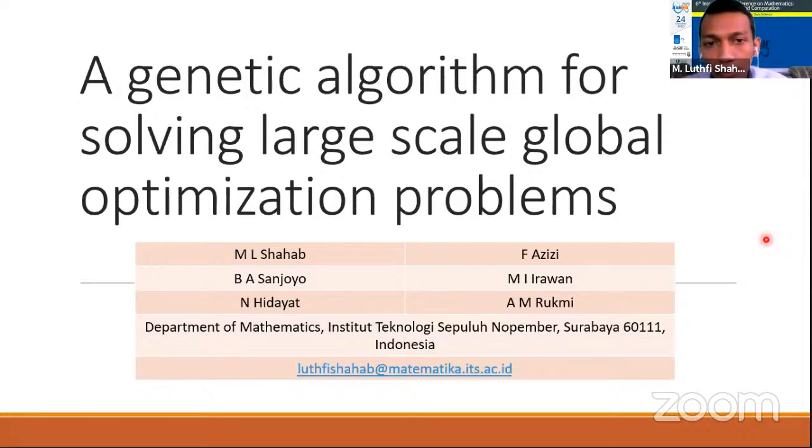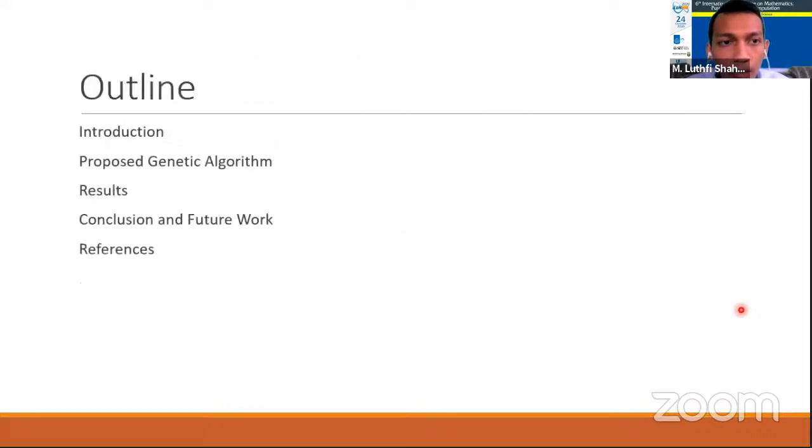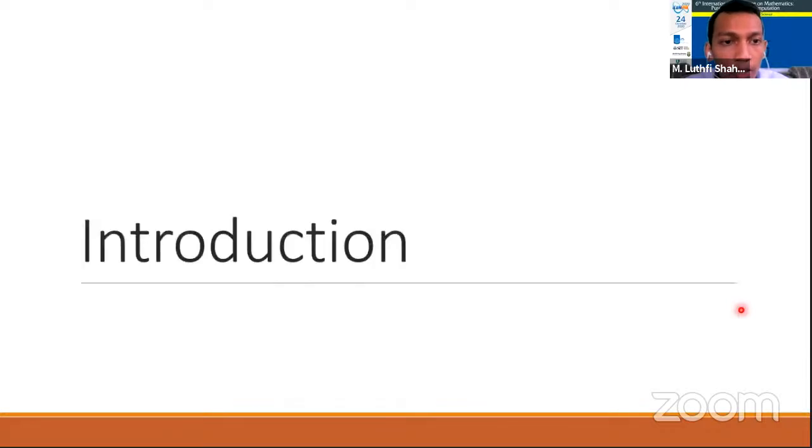Okay, good afternoon everyone. This is my paper. The title of my paper is A Genetic Algorithm for Solving Large-Scale Global Optimization Problems. I'm the first author in this paper, and there are 5 other authors, and all of us come from the Department of Mathematics of Institut Teknologi Sepuluh Nopember. This is the outline of my presentation. The first one is introduction.